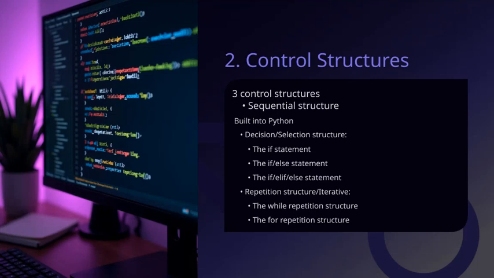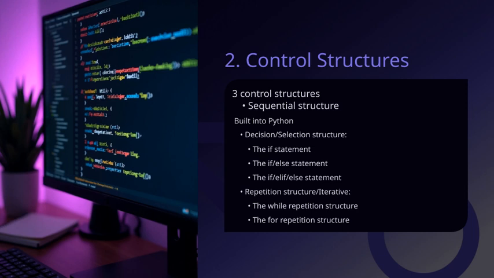Let's talk about control structures in Python. First, there's the sequential structure, which is built into the language and executes code line by line in order. This is the most straightforward flow of execution. Next, we have decision or selection structures, which allow our programs to make choices. The simplest is the if statement, where we execute some code only if a certain condition is true. Building on that, there's the if-else statement, which lets us specify an alternative block of code if the condition is false. Then, there's the if/elif/else chain, which is useful when we have multiple conditions to check. It helps us handle various cases in a clean, organized way.